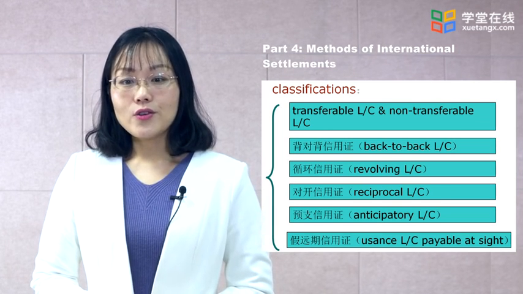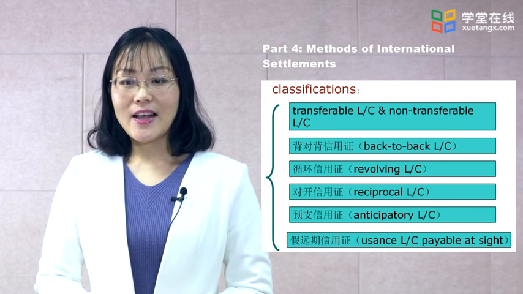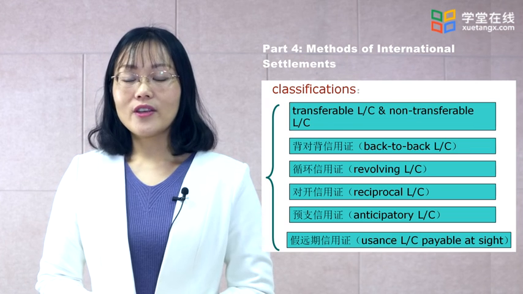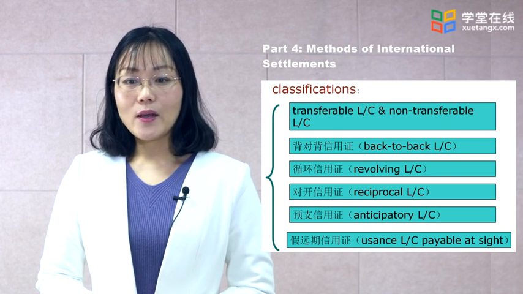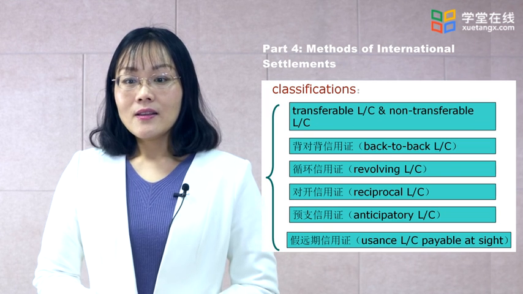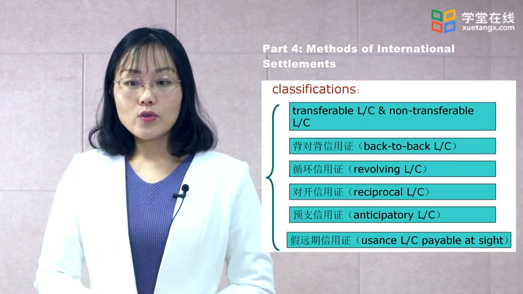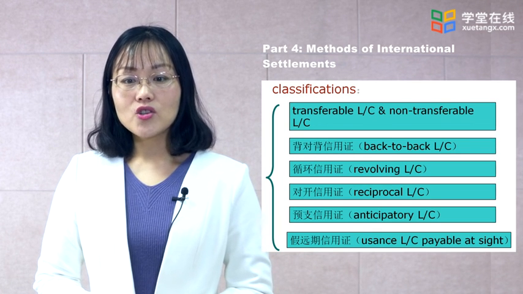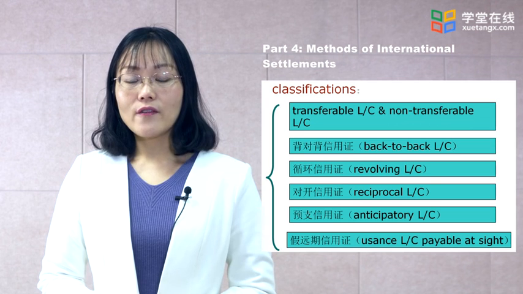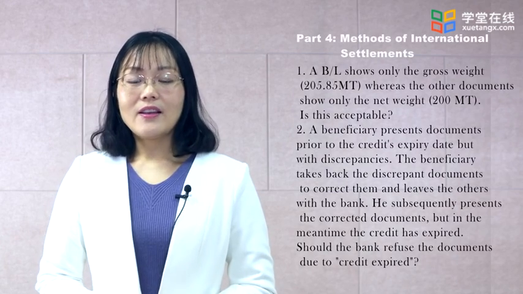The clause used to determine a usance credit payable at sight is as the following. The usance drafts are payable at sight. We are authorized to pay the face amount of your draft upon presentation, and the discount charge is for account of the applicant. That's all for letter of credit.